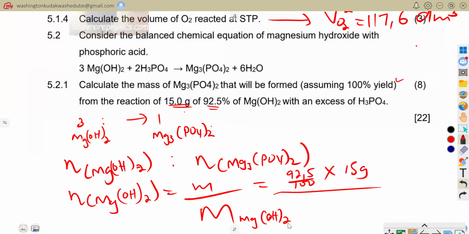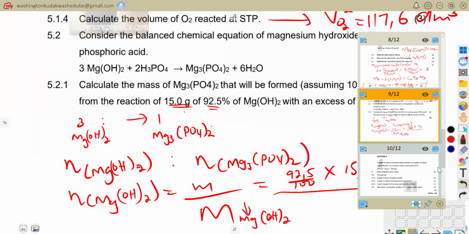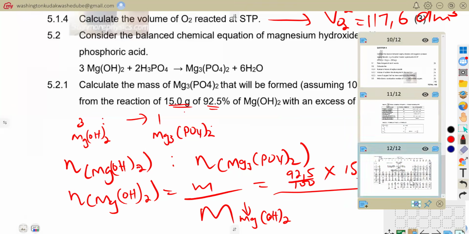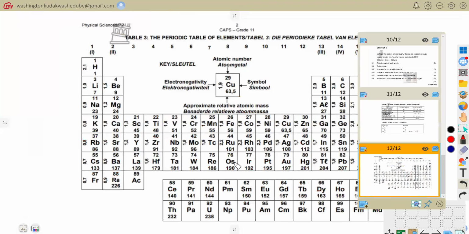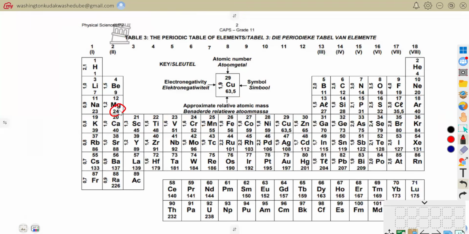And then we divide by the what? By the molecular mass of this. So what is the atomic mass of what? Of magnesium. What is the atomic mass of magnesium? Let me just show you the periodic table there. I do have the periodic table, and I know that magnesium is not that common. So let's go to magnesium. Magnesium is 24.